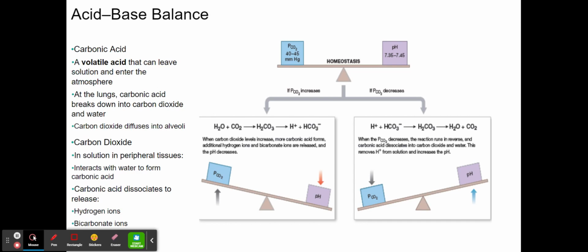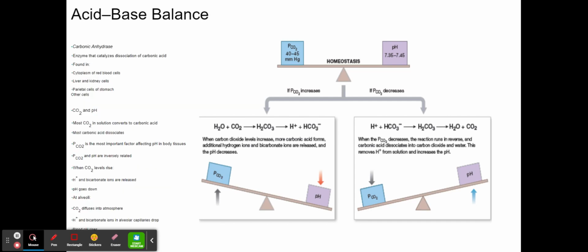Carbonic acid is an important volatile acid in body fluids. It forms spontaneously from carbon dioxide and water in body fluids, but this reaction proceeds much more rapidly in the presence of the enzyme carbonic anhydrase. This enzyme is found in the cytoplasm of red blood cells, liver, and kidney cells, parietal cells of the stomach, and many other types of cells. The partial pressure of carbon dioxide, or the PCO2, is the most important factor affecting the pH in body tissues.